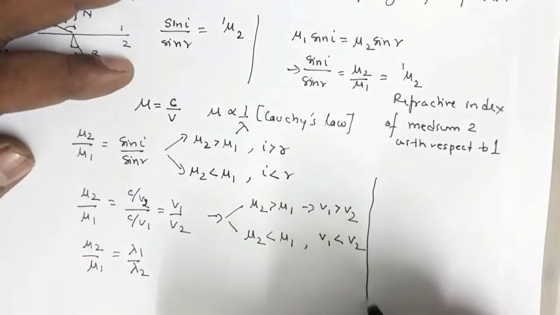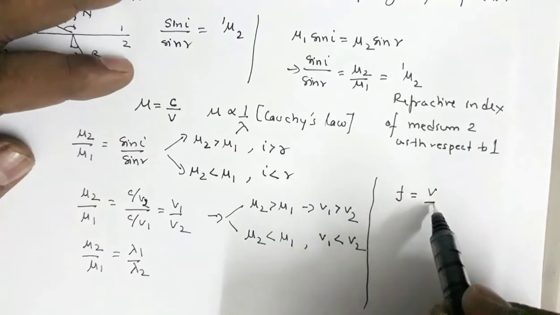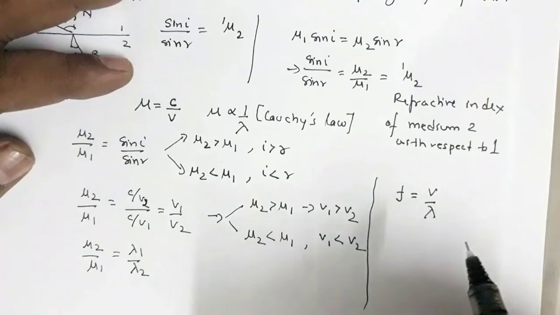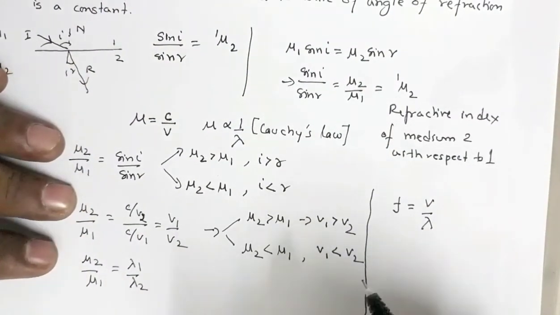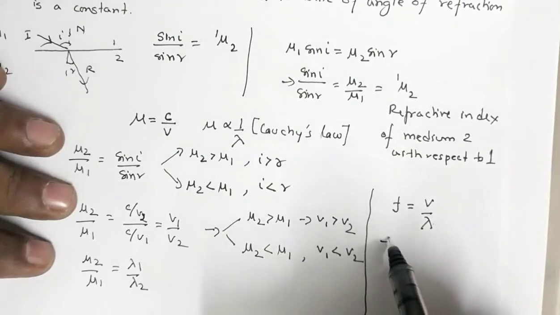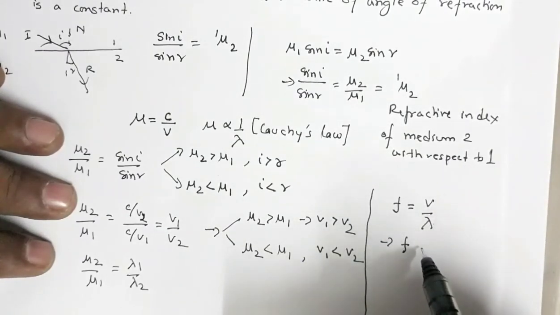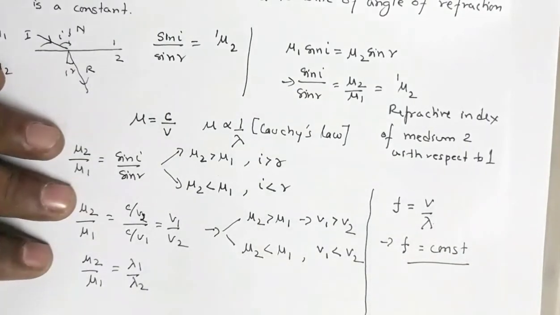Now from this, what do we see? If f is the frequency of light, frequency is v by lambda. Now as we have seen, if the ray of light is traveling from rarer medium to denser medium, its velocity is decreasing, its wavelength is also decreasing. So velocity and wavelength both are decreasing. So this means the frequency of light will remain constant. Frequency will remain constant during refraction. So in refraction, there is change in direction, there is a change in velocity, there is change in wavelength, but frequency of light will remain constant.